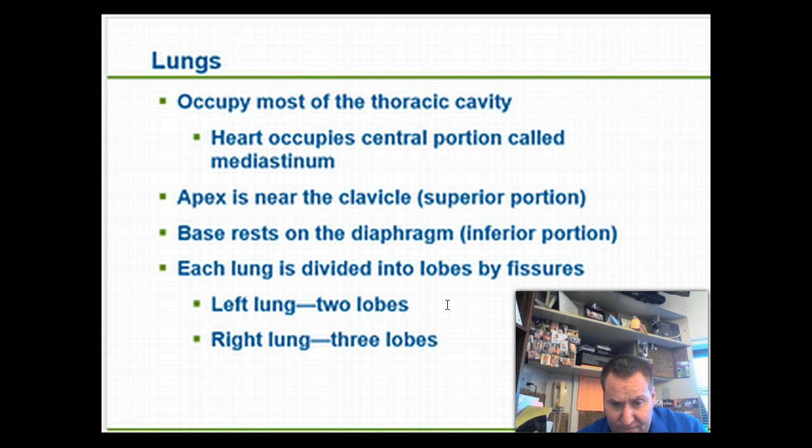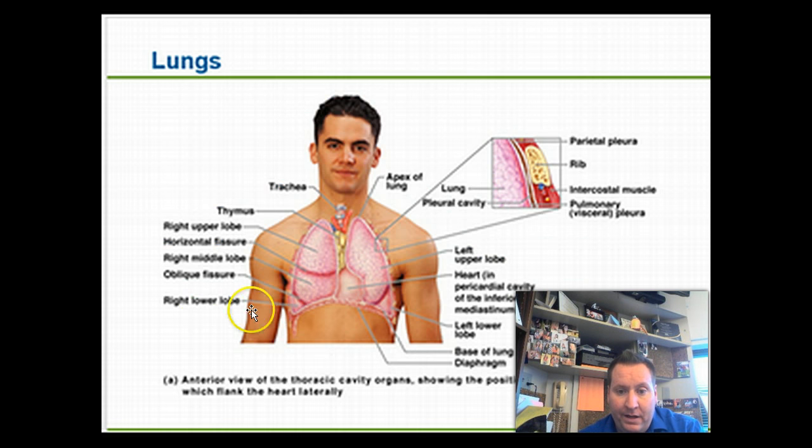fissures. The left lung has 2 lobes. The right lung has 3 lobes. Here you can see the right lung's bigger than the left lung. You can see the positioning of the heart in this diagram as well.